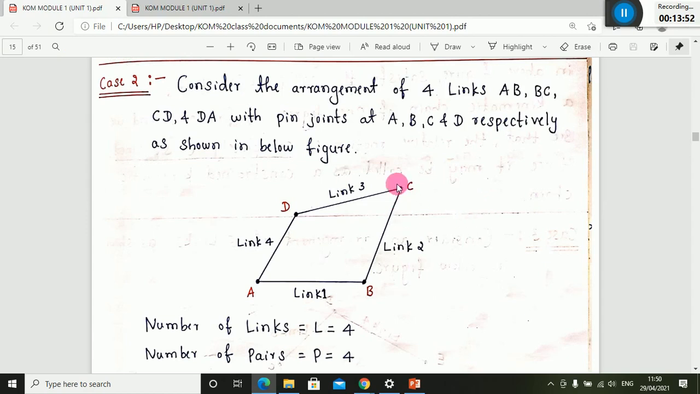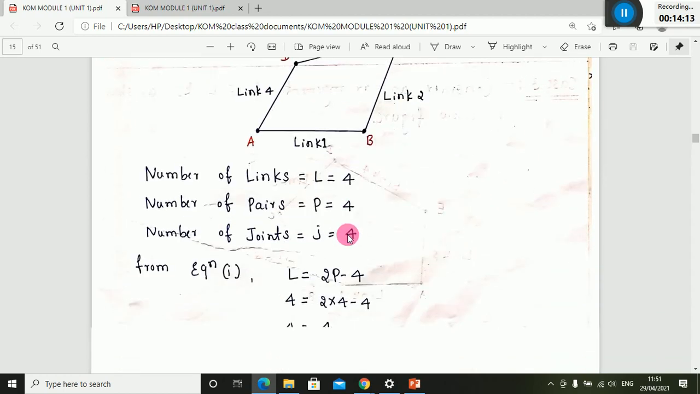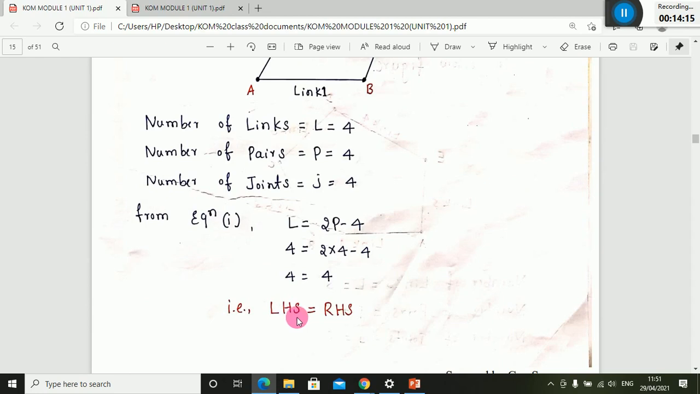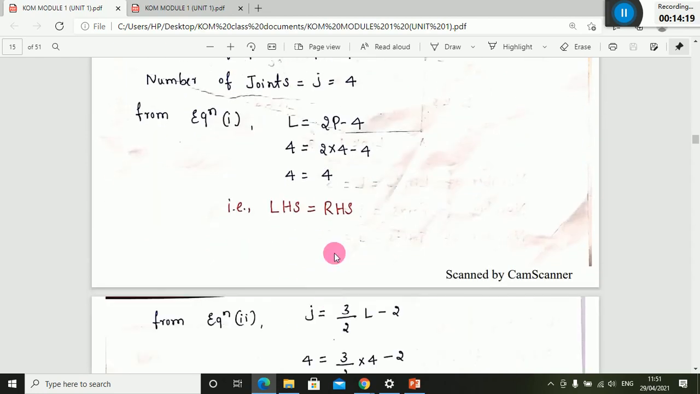You only calculate the answer. Just check, let me know what is the condition: LHS is equal to RHS, LHS is greater than RHS, or LHS is less than RHS. You only say whether this is a kinematic chain or not. Sir, it is a kinematic chain. Okay, what answer are you getting? LHS is equal to RHS. Correct, correct.